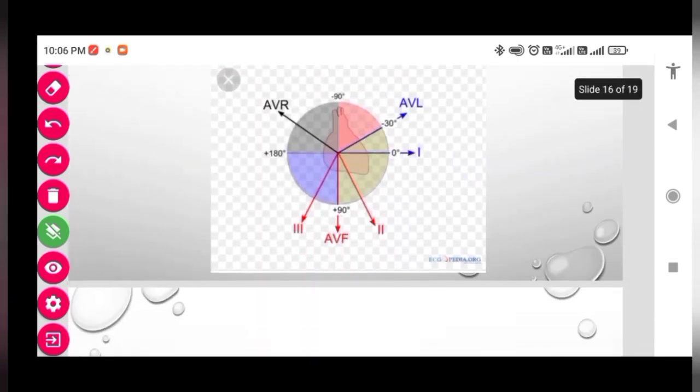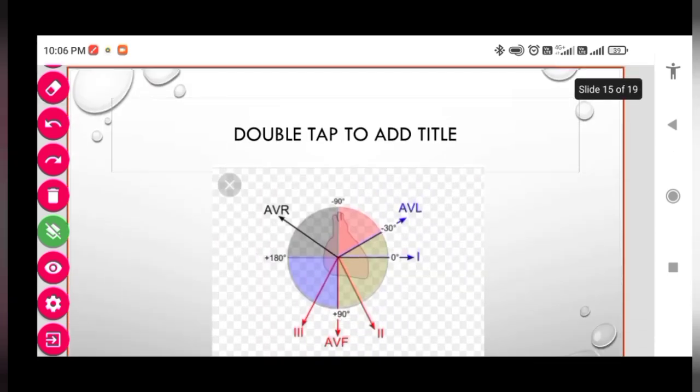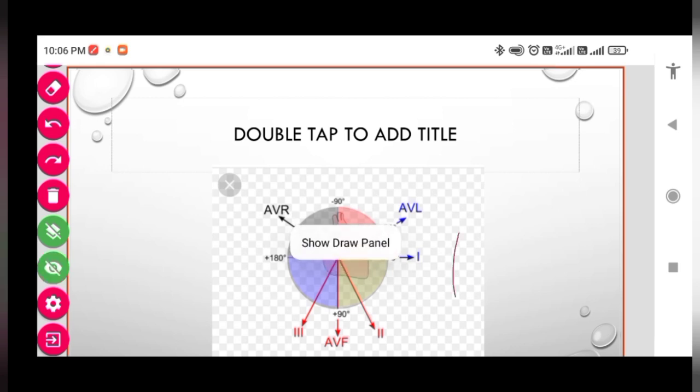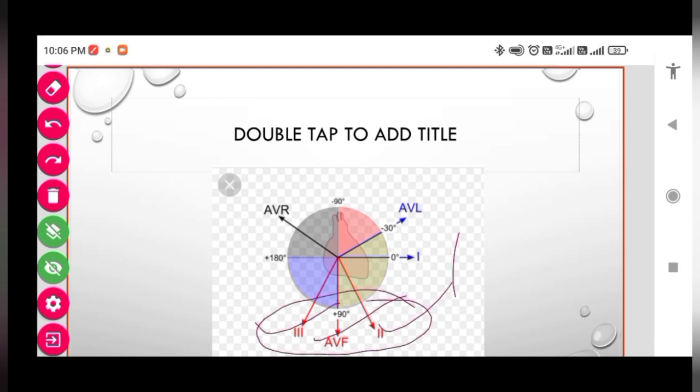So this shows the combination, both these things. So when you see the inferior part of the heart, it is represented by lead 2, lead 3 and AVF. Why? AVF is along the downward direction, lead 2 is along the cardiac axis, and lead 3 is also along the line from right arm to the left arm to the left foot, right? Okay, right.